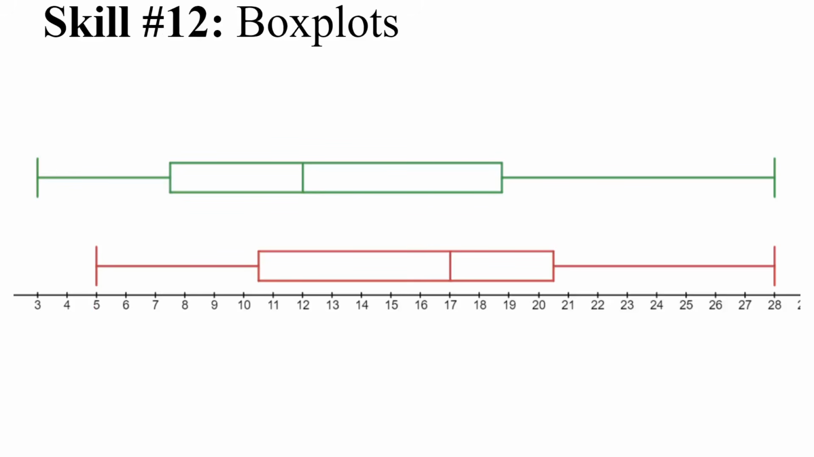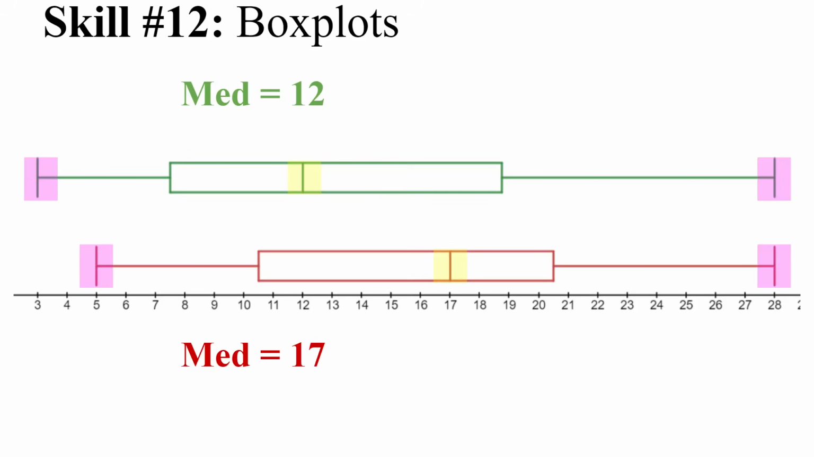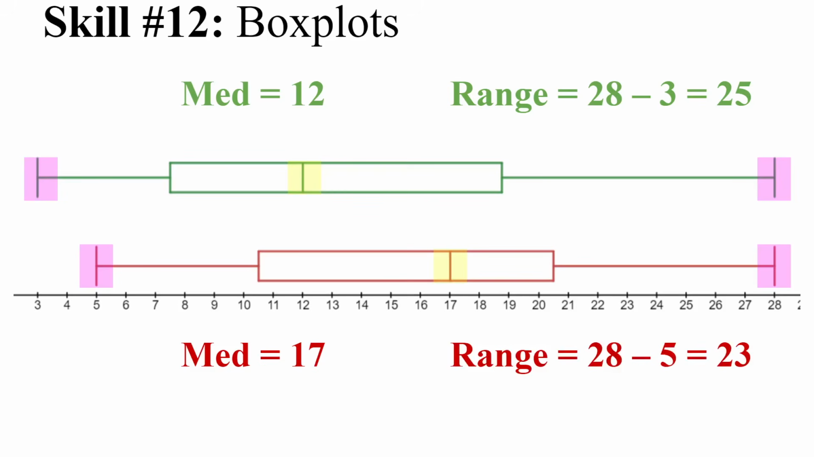So here's an example. What they'll do to make this a little bit harder is they'll give you 2 of them, like a side-by-side box plot. So the median, we look at the line inside the box. The median of the top one is 12, and the median of the bottom one is 17. For the range, we look at the very ends of the whiskers. The top one is 28 minus 3 equals 25. And the bottom one is 28 minus 5 equals 23.